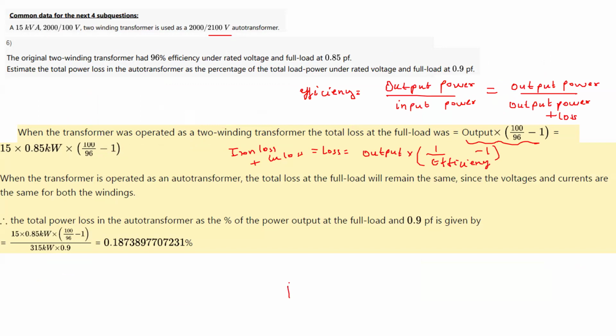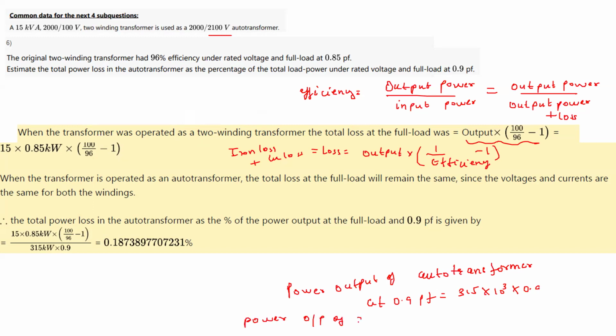So you see, the power output of auto transformer at 0.9 pf is 315 kilowatt into 0.9. Now, if you see the power output of two winding transformer at 0.9 pf, then you will see it will be, if we connect the load at this side or this side, it does not matter, it will be 15 kVA VI cos phi. So basically 15 kVA into 0.9.